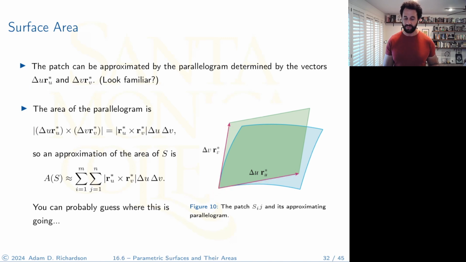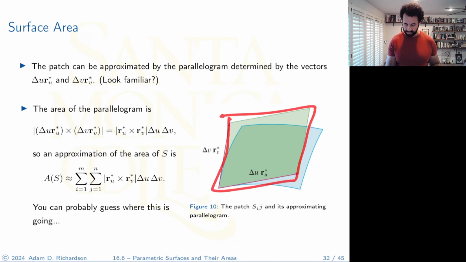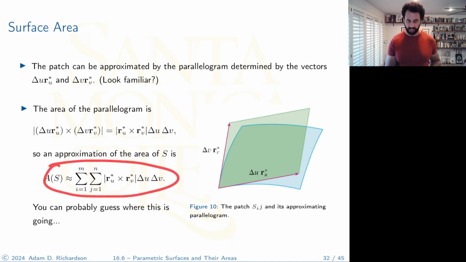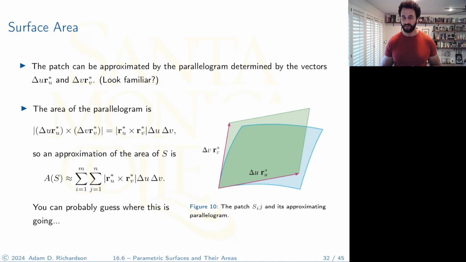These two vectors generate a parallelogram, and we're going to use this parallelogram to approximate the area of the patch that you see here in blue. What is the area of the parallelogram? It's just the length of the cross product of these two vectors. When you do some simplification, you get this, giving us the area of that approximating parallelogram. Now, to approximate the area of our entire surface, we add up all of these parallelograms, one for each patch. And you can probably guess where this is going now.